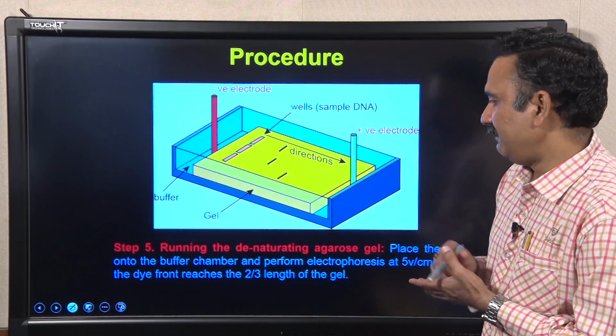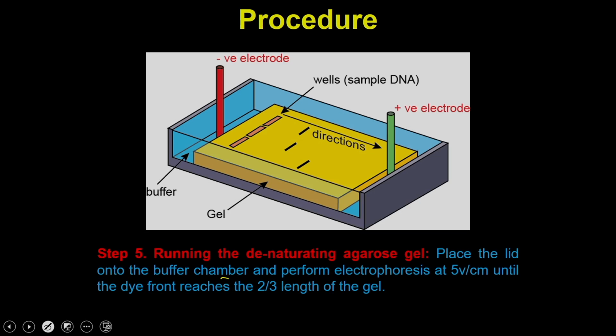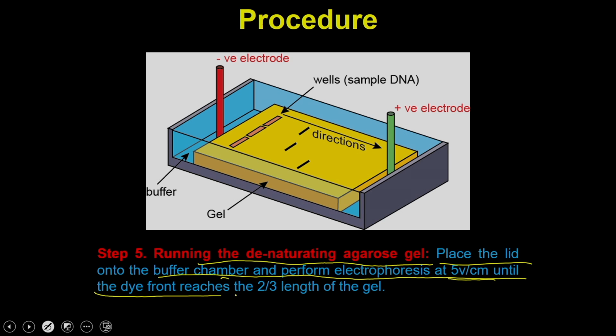Now, in step 5, you have to do the running of the denaturing agarose gel. Place the lid onto the buffer chamber and perform the electrophoresis at 5 volt per centimeter until the dye front reaches 2/3 of the length. This is exactly the same, like you have to connect the negative electrode, positive electrode, and then you run the RNA up to the 2/3 length of the gel. After this, you have to do a staining and destaining to visualize the RNA.